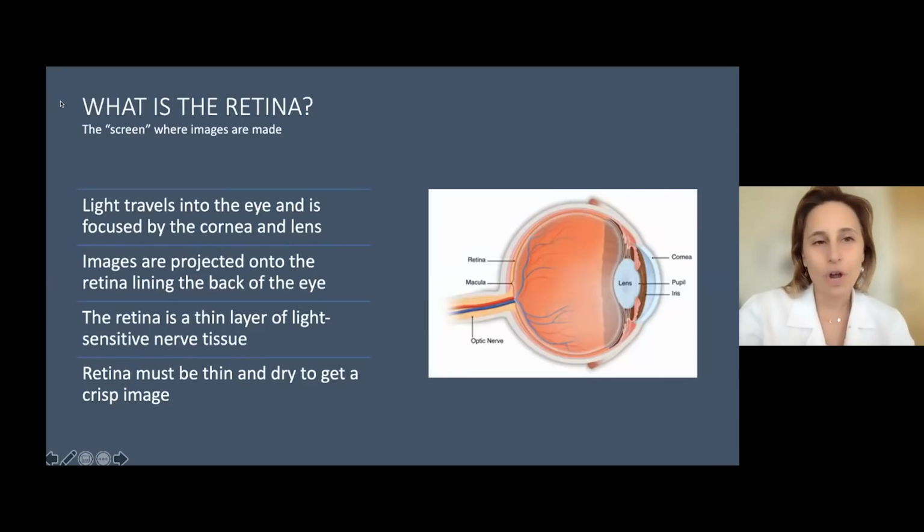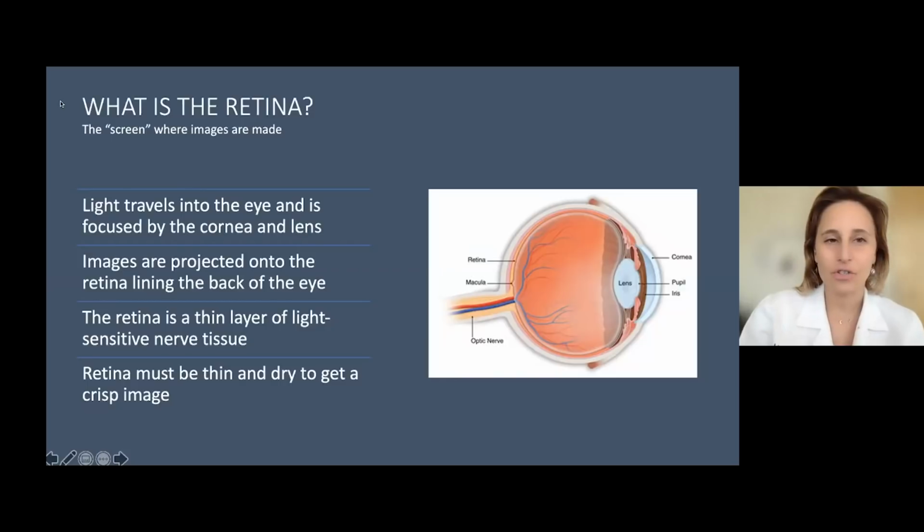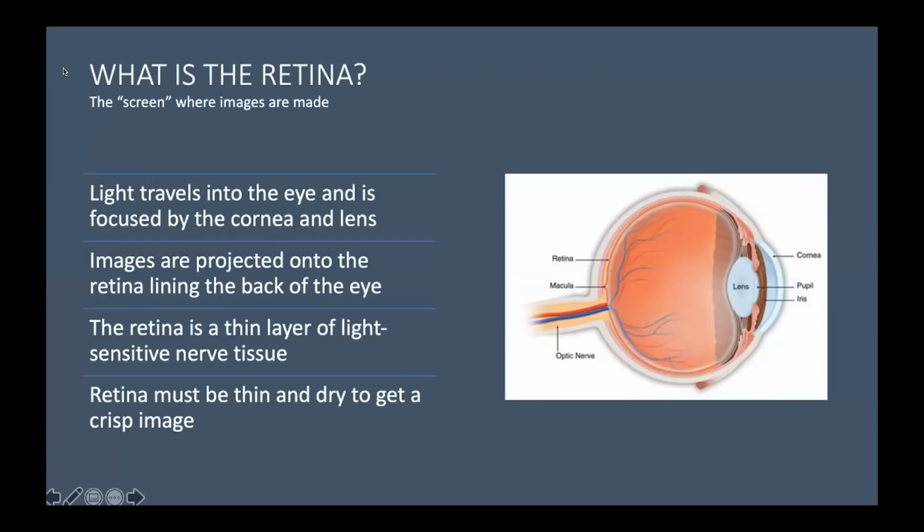So first we'll start with a basic definition and description. What is the retina? The retina is sometimes described as the screen where images are made. Light will travel into the eye through the cornea and the lens, which focus the light and project an image onto the retina, which is a thin neurosensory tissue lining the posterior wall of the eye. And the retina must be thin and dry and flat in order to get a crisp image.